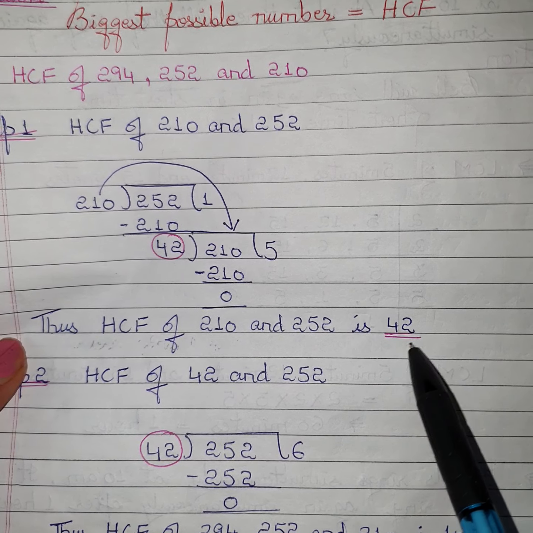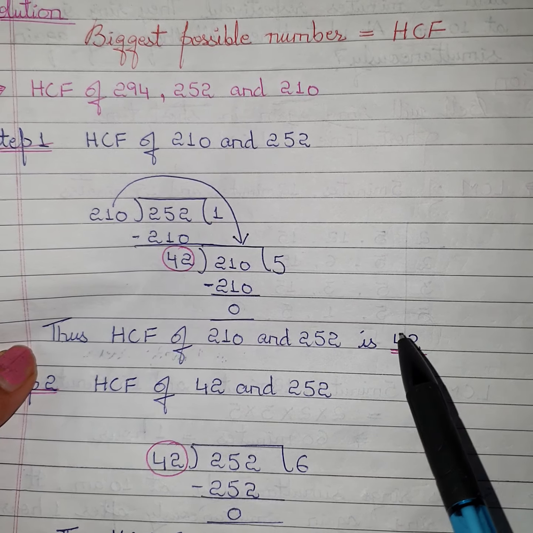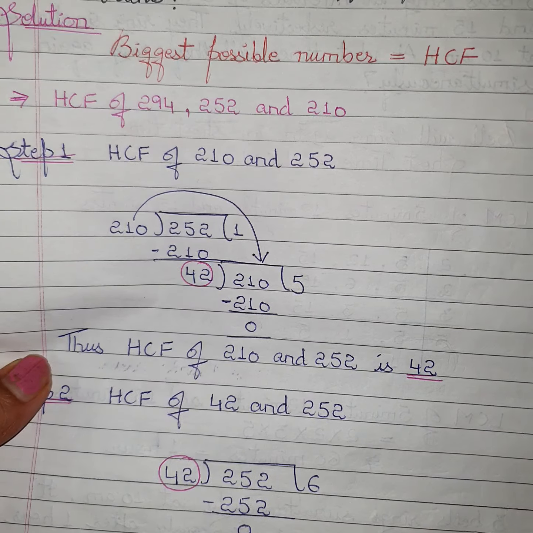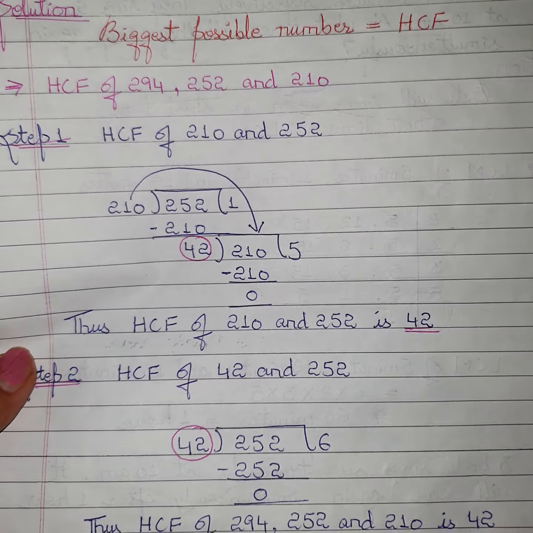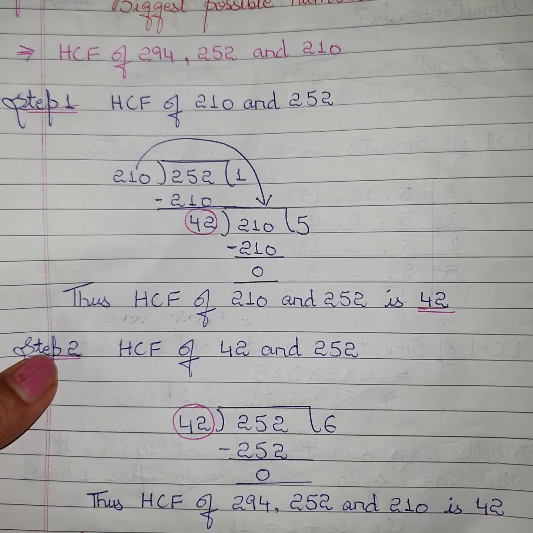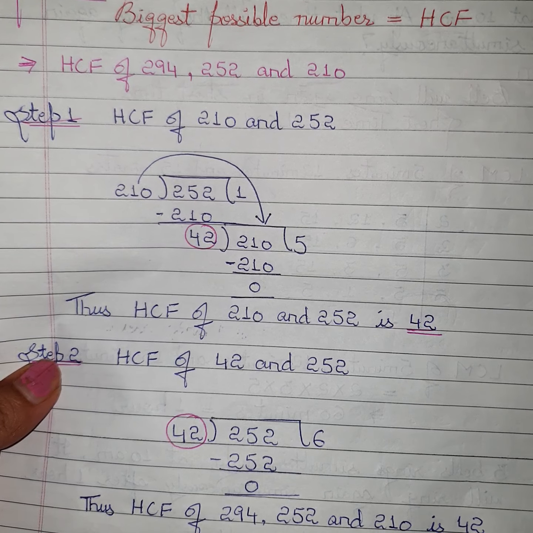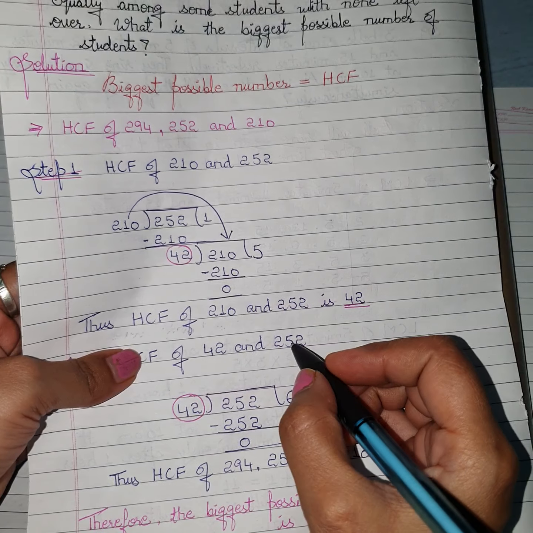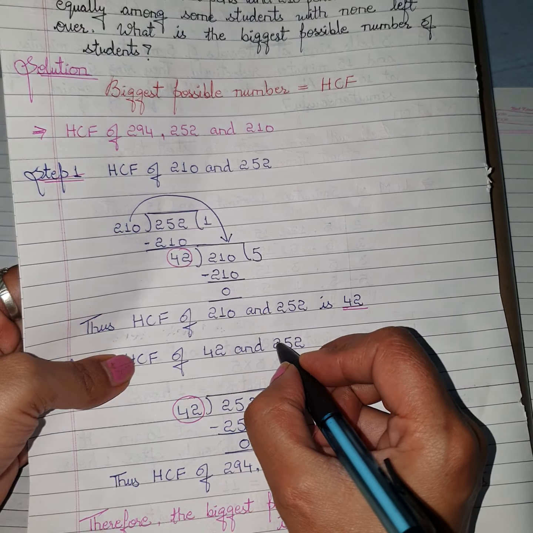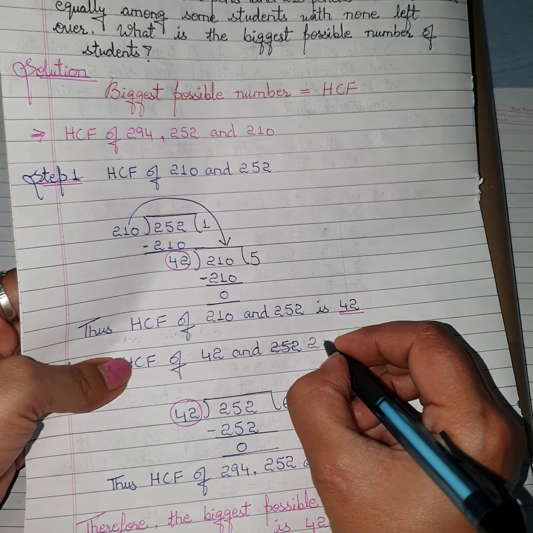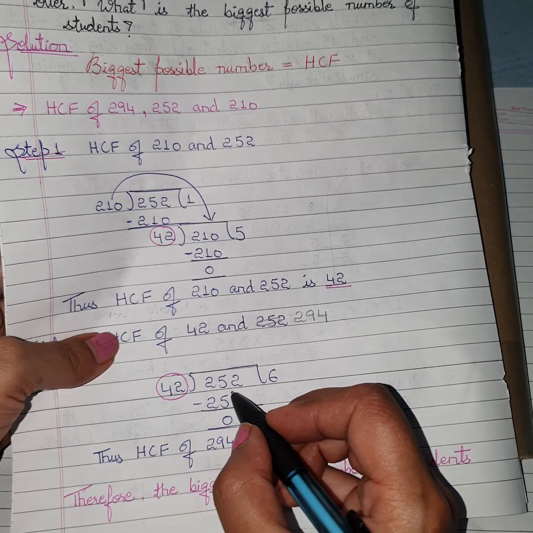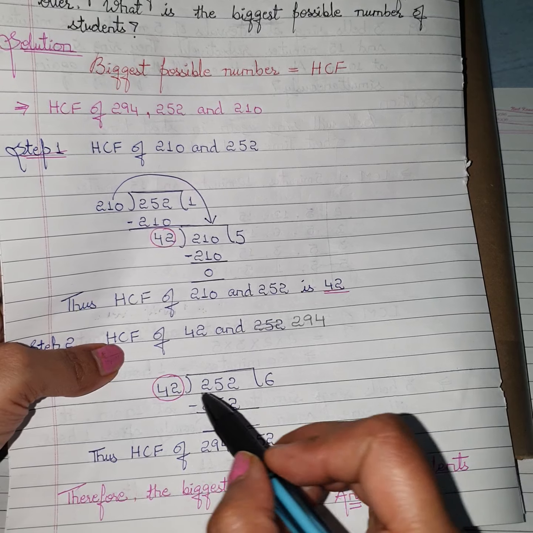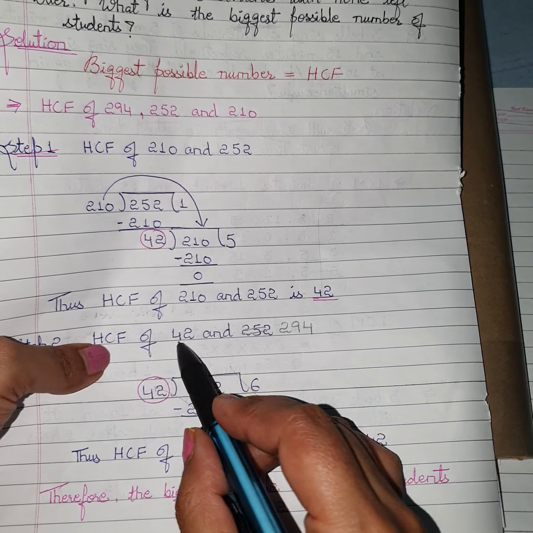Now with this 42, the result of step 1, and the third number, we will find the HCF. Now we will find the HCF of 42 and 252. Wait a minute, students. Here I have written 252 by mistake. Here it will be 294, because our third number is 294. 252 we have already taken in step 1, so I have written it here by mistake. So it will be 42 and 294.